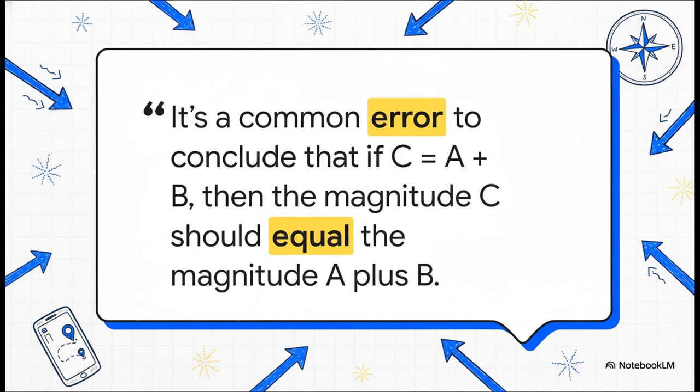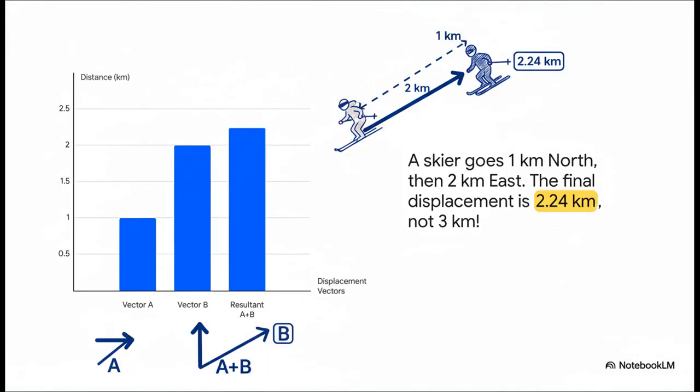It's a trap a lot of people fall into. When you add two vectors together, you can't just add their lengths. It doesn't work that way. If you walk 1 kilometer north and then 2 kilometers east, you are not 3 kilometers from where you started. The direction changes everything. Just look at this example of a cross-country skier.